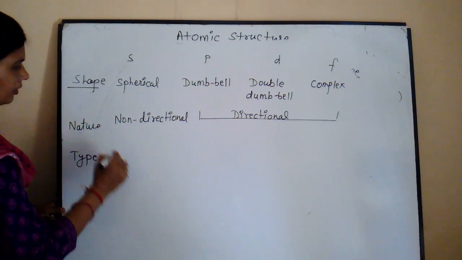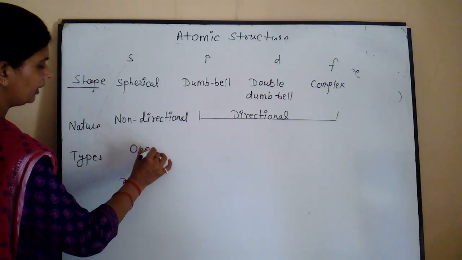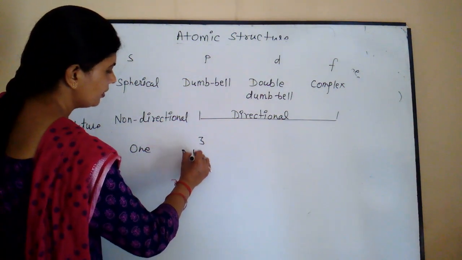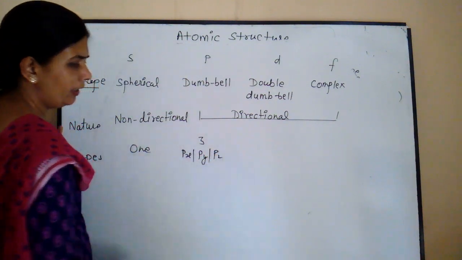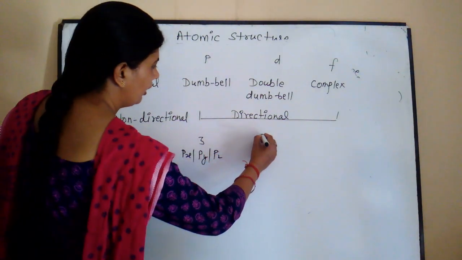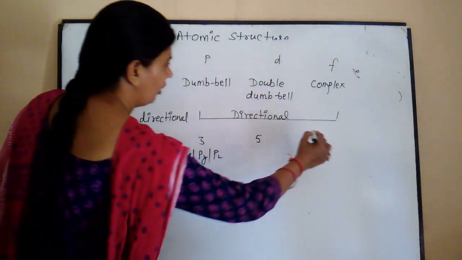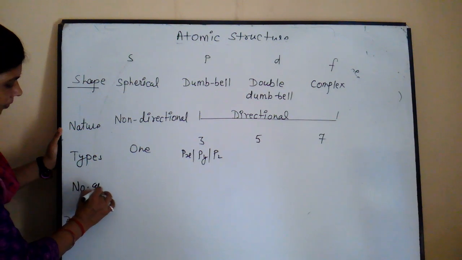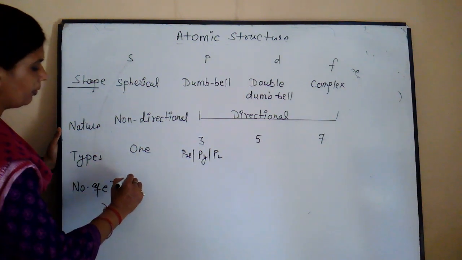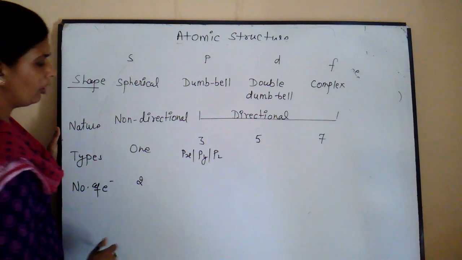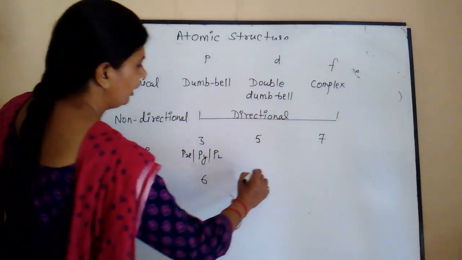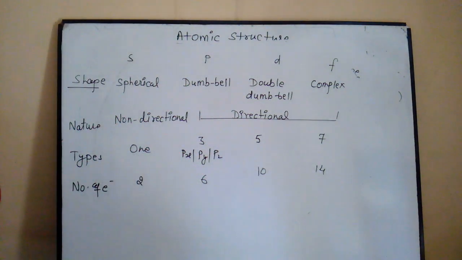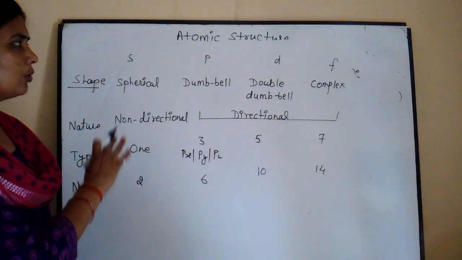Types: s has only one type, p orbital we divide into 3 types: px, py, pz, right? D orbital we divide into 5 types. F orbital we divide into 7 types. Number of electrons present in these orbitals: s orbital contains maximum 2 electrons, p orbital 6 electrons, d 10, and f orbital 14. So this is the conclusion of orbitals.